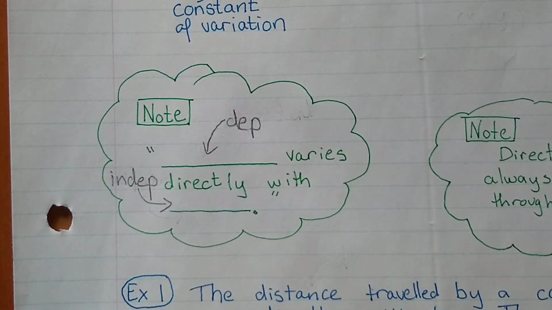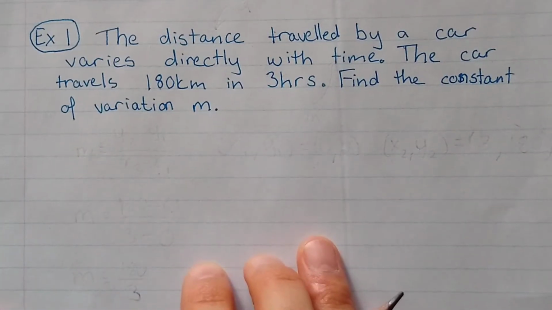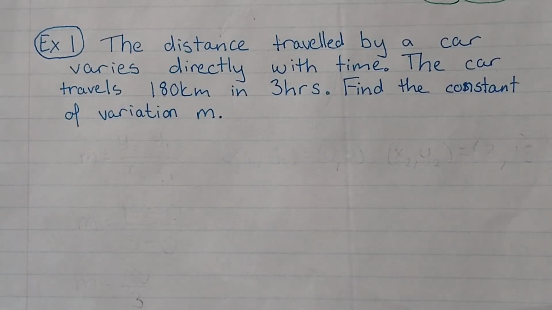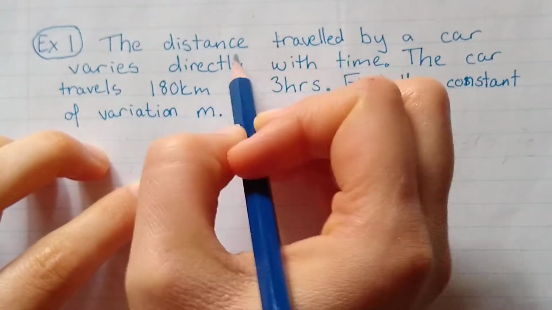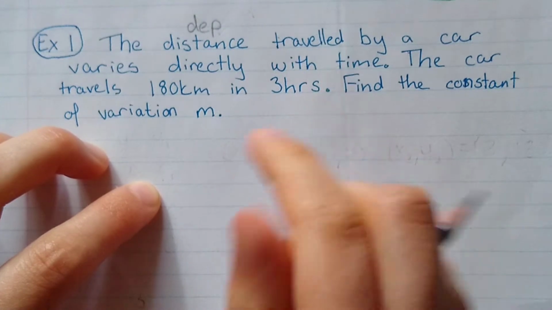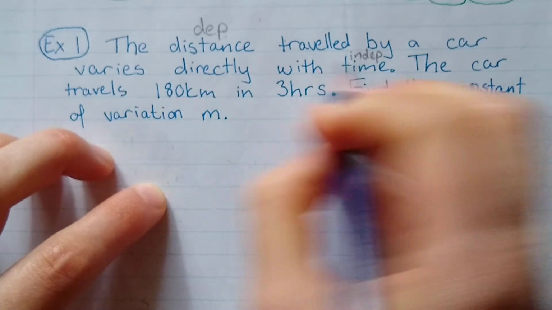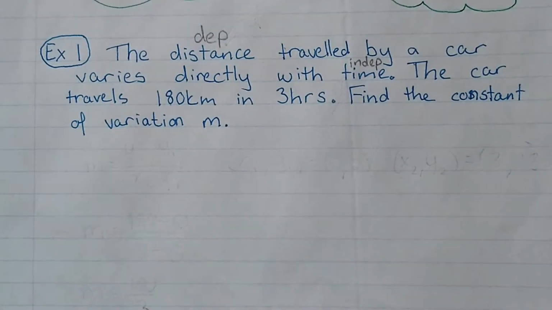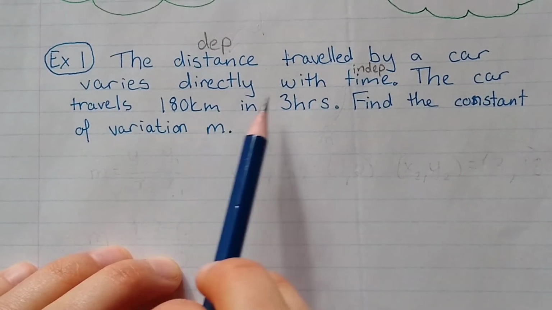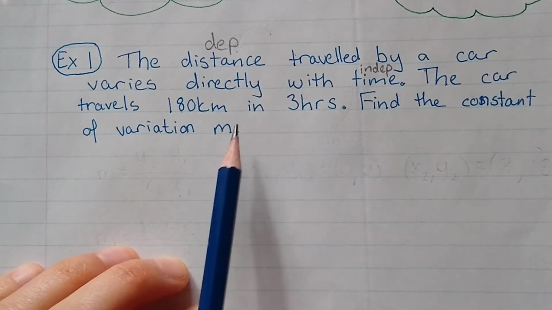Let's look at an example, and hopefully this will start to make a bit more sense as we actually use it. So the distance traveled by a car varies directly with time. So right away, we know that distance at the beginning is dependent, and time at the end of the sentence is independent. So it's sort of like time is our x and distance is our y, if you were to graph it, for example. The car travels 180 kilometers in 3 hours. Find the constant of variation, m.